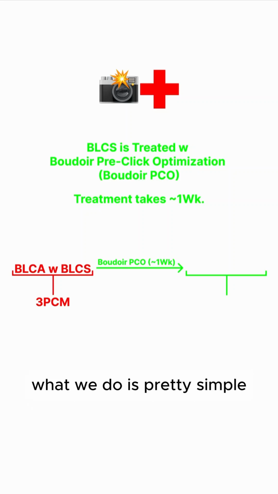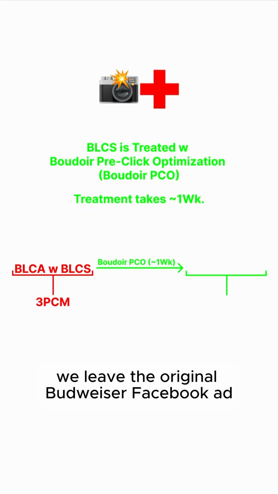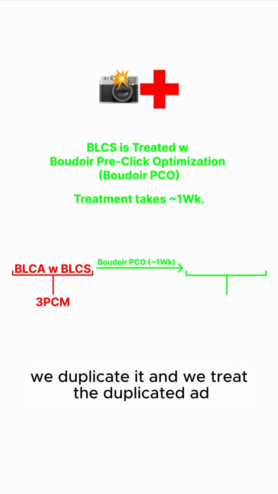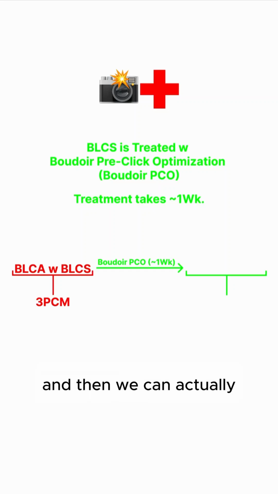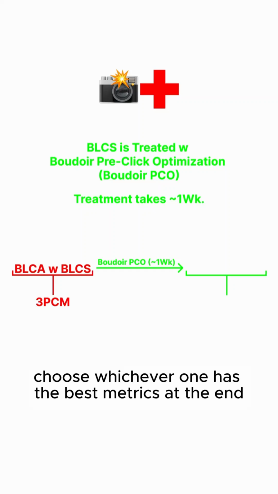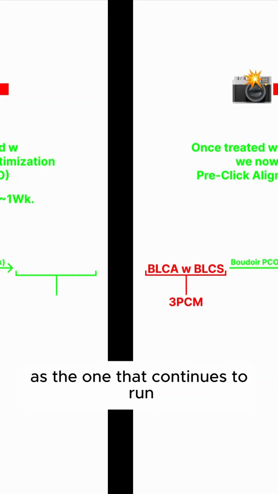What we do is pretty simple. We leave the original Boudoir Facebook ad, we duplicate it, and we treat the duplicated ad, leaving the original untouched. Treatment takes about a week, and then we're able to choose whichever one has the best metrics at the end as the one that continues to run.